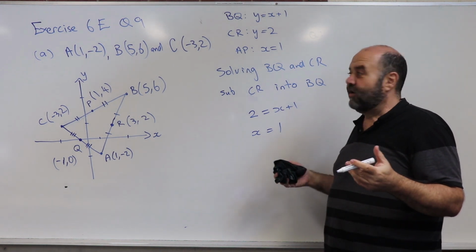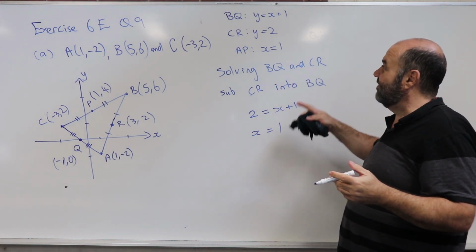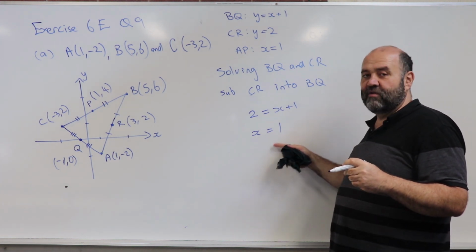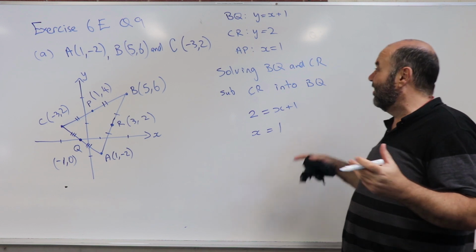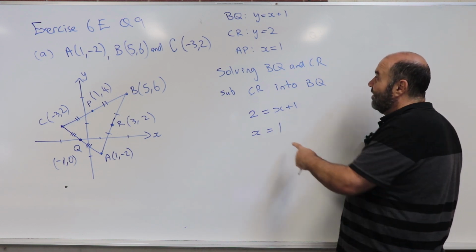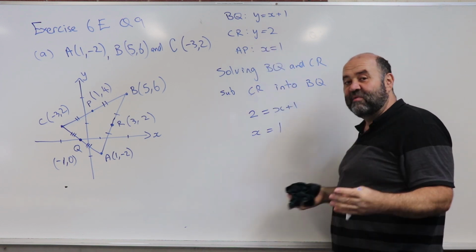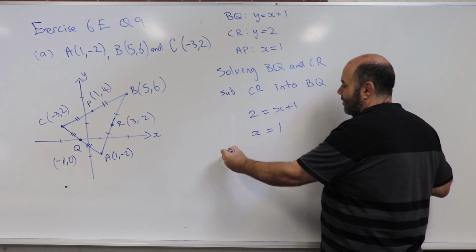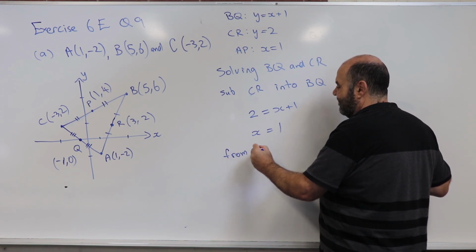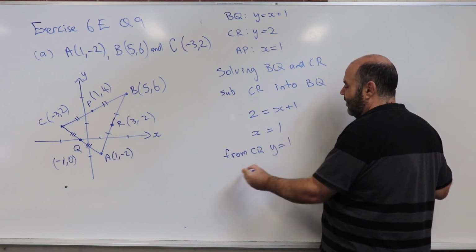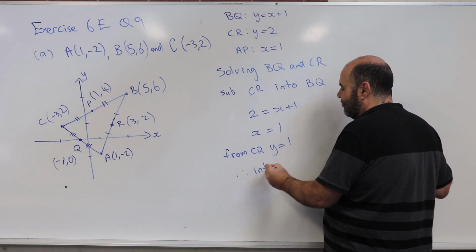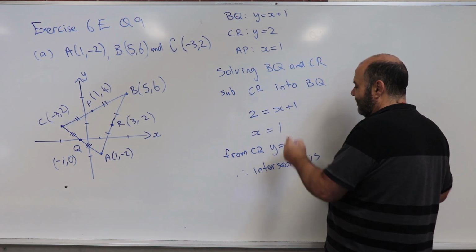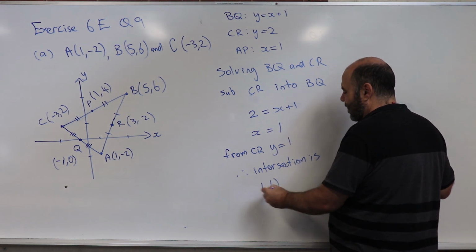So straight up, I know that the intersection of BQ and CR lies on the line AP. But they didn't ask me just to find that it lies on the line, they asked me to find the whole point. So I need to find the y value as well. Now look at this. CR tells me what the y value is. So from CR, y equals 1. Therefore, the intersection is the point 1, 1.